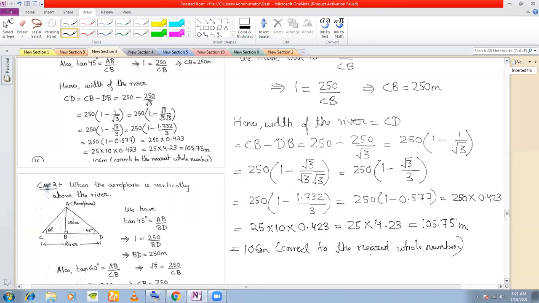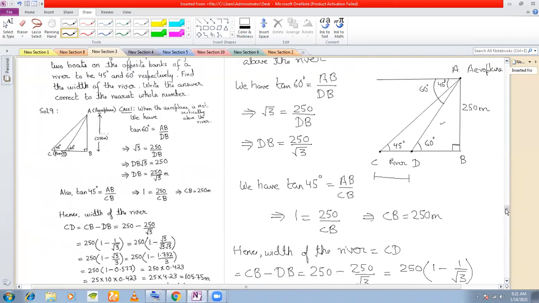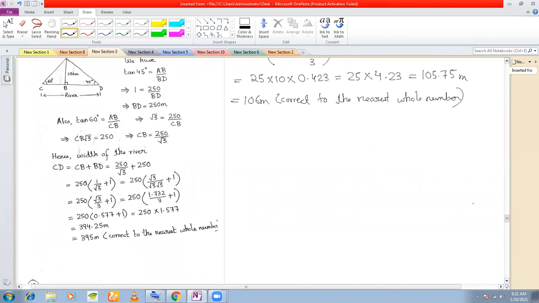This is one. Okay, we'll now see the second case, where the plane here, in the first case we had the plane not directly above the river. This time we'll have the plane directly above the river. So we'll consider case 2, when the aeroplane is directly above the river.